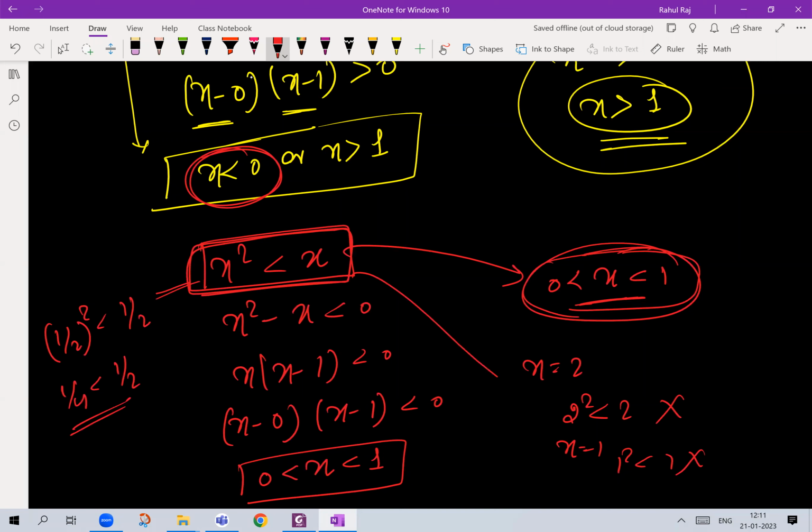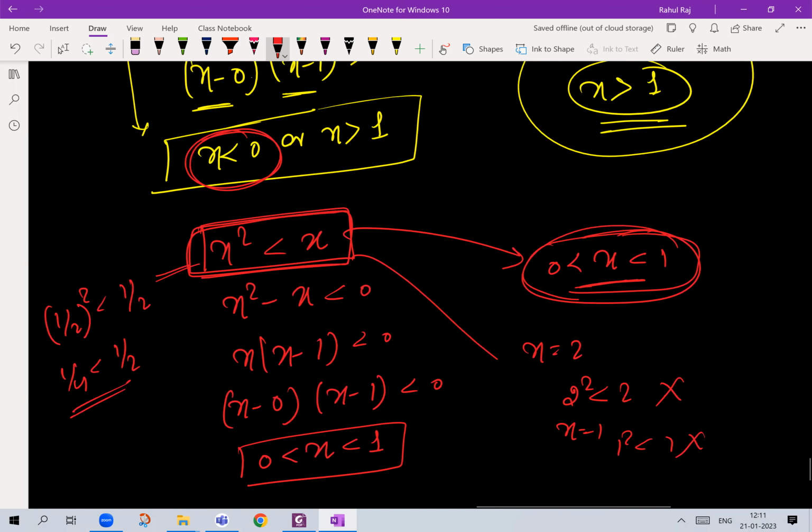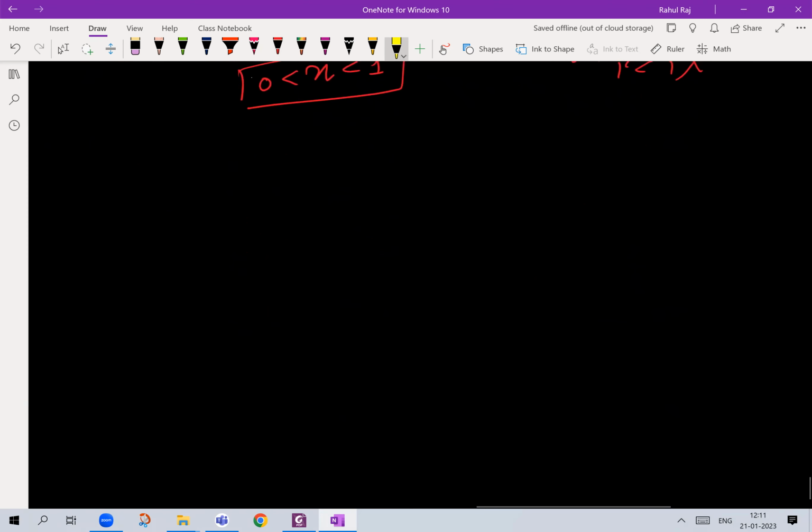It's pretty simple if you think in terms of number. It is not tough at all. Absolutely not tough. Should I complicate it a bit? Can you please do x cube greater than x? Please try and solve it.